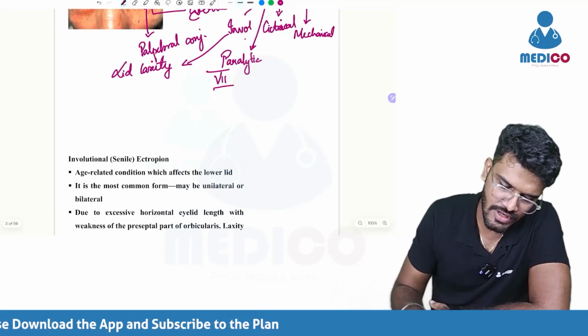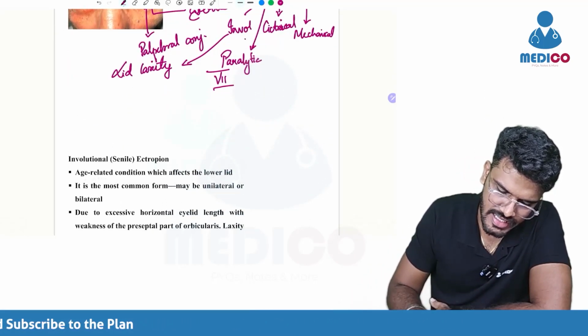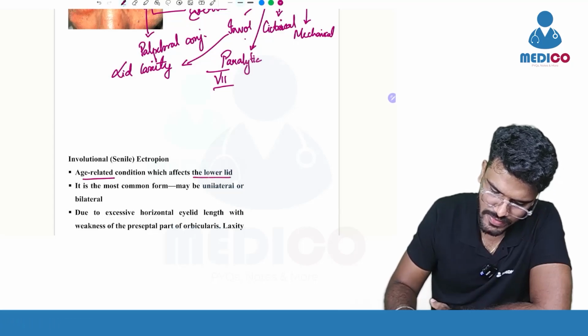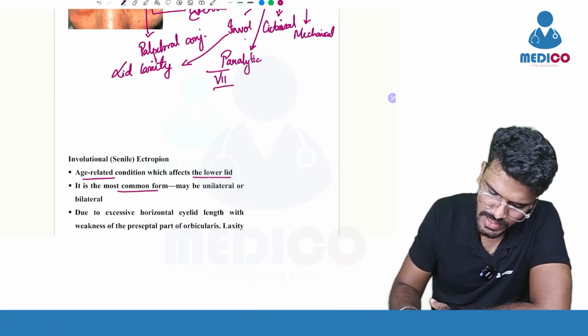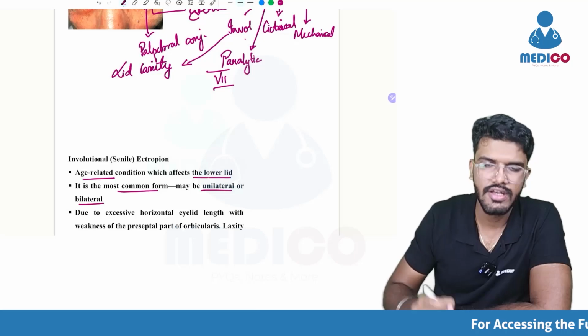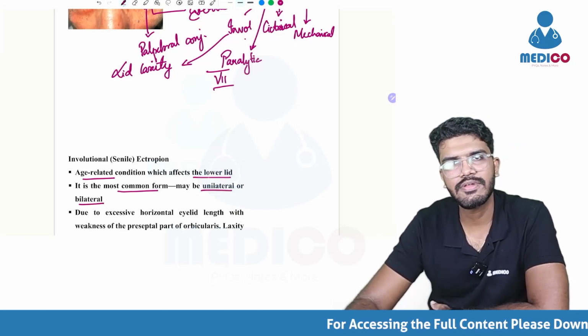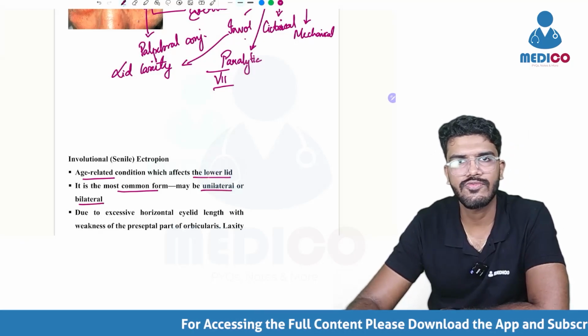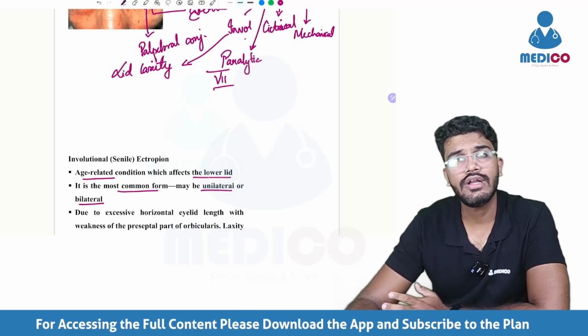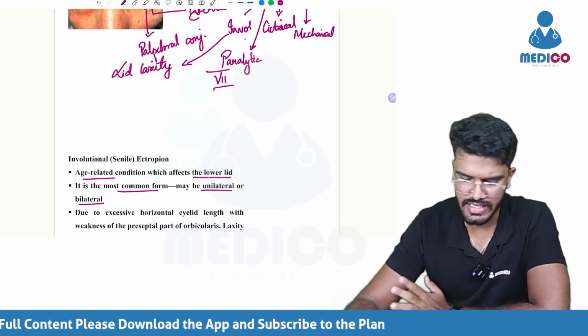So here we are seeing involutional or senile ectropion. It is an age-related condition affecting the lower lid. It's the most common form, may be unilateral or bilateral. So it can happen, like we discussed in the previous session, as a sequential thing also. First one eye, then the other eye, or it can involve both eyes to different severities.